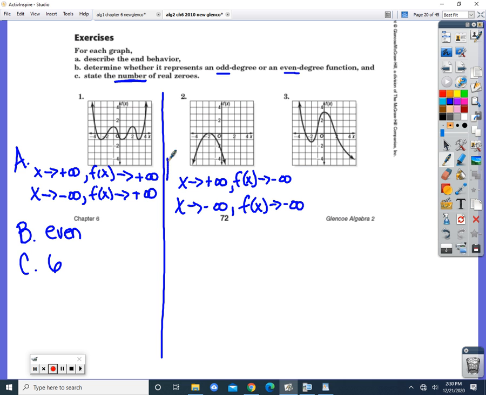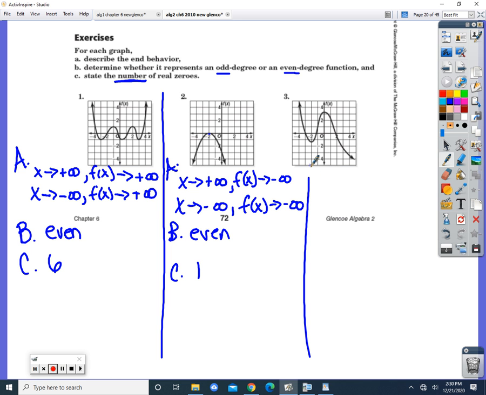All right, so that was the A part. B part: it's even, they're both going the same direction. And then how many zeros? Looks like it's just one. And we know that's an x squared even function.